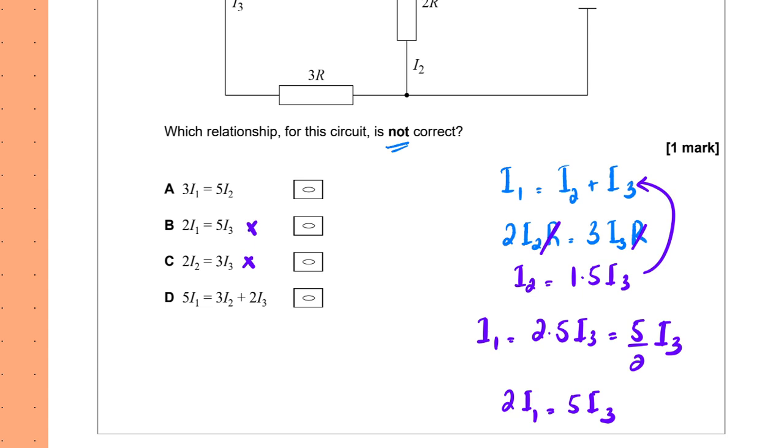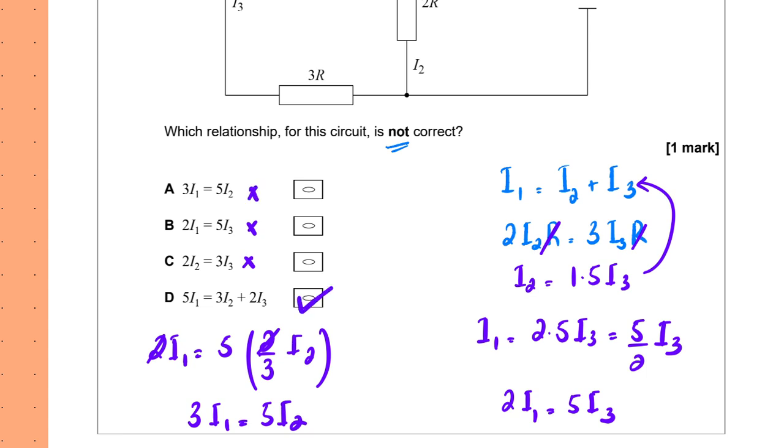And then, for example, here I now need the relationship between I1 and I2, right? So if I want I2, I can say that 2I1 equals 5, and instead of I3, I'll write I2 divided by 1.5, which is 2 over 3 I2, right? So the 2's cancel out. So this becomes 3I1 equals 5I2. This is also correct, so the correct answer, which is the incorrect statement, is going to be option D.